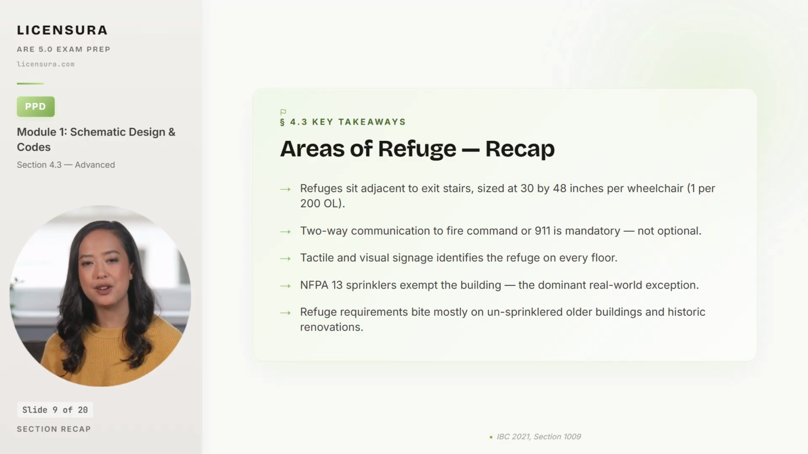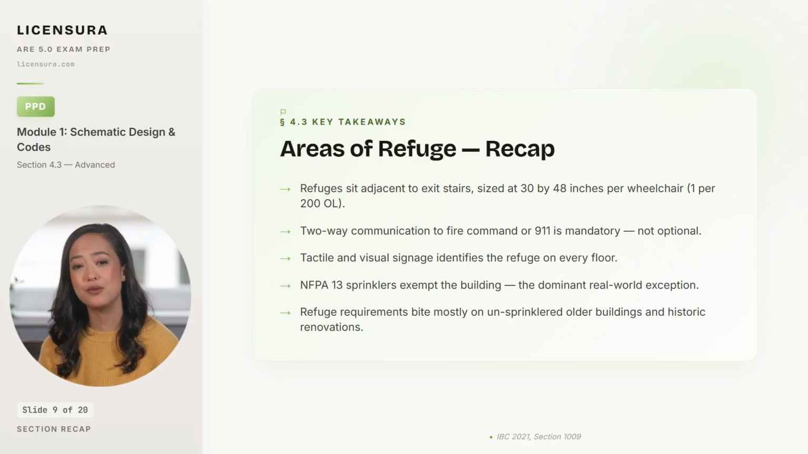Second, two-way communication to the Fire Command Center or to 911 is mandatory. Without it, the refuge is non-functional because rescuers cannot find the occupant. Third, tactile signage at the door and visual signage on the wall identify the refuge on every floor. Missing signage is the most common inspector citation.